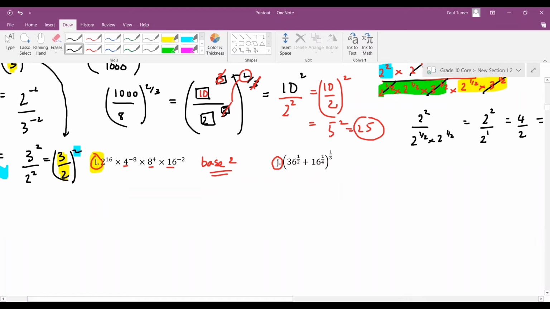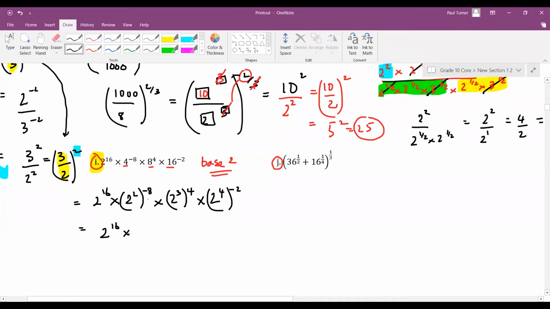Yeah. So we'll change all of these to base 2. You've got 2 to the 16, that's no problem. You've got 4, which is 2 squared, minus 8. See, now I'm making everything base 2. 8 is 2 cubed, and you got power 4 there. And 16 is 2 power 4, minus 2. So what do you do now? Now we can simplify these brackets. So 216 is done.